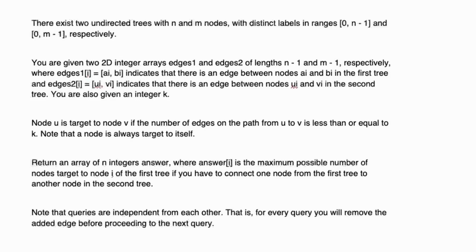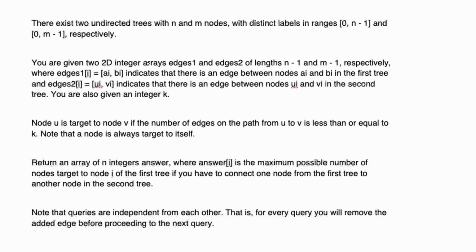Today we're looking at the problem Maximize the Number of Target Nodes After Connecting Trees 1. And this was question 3 in weekly contest 426. So the question reads that there exist two undirected trees with n and m nodes respectively, and have distinct labels from the range 0 to n-1 and 0 to m-1. We're also given the edges for those two trees that represent the relationship between those nodes.